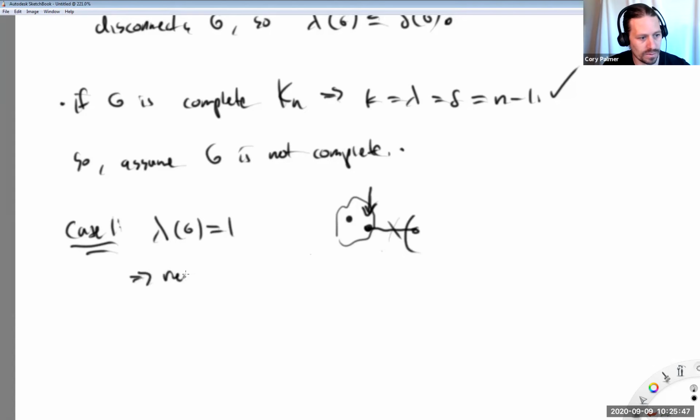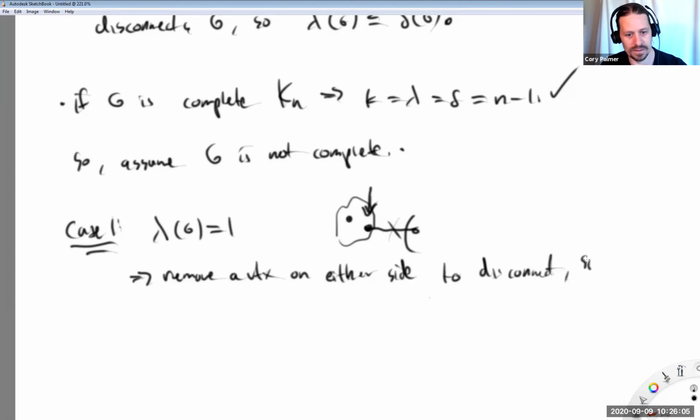Then remove a vertex on either side. Okay, I'm not writing out exactly what I explained here. You can't just pick either side. You have to pick the appropriate side to disconnect. And so kappa of G is also 1. It's not 0 because the graph is connected. Otherwise, this would be 0, right? So case 1, when lambda is 1, kappa is also 1. And everything works out here.